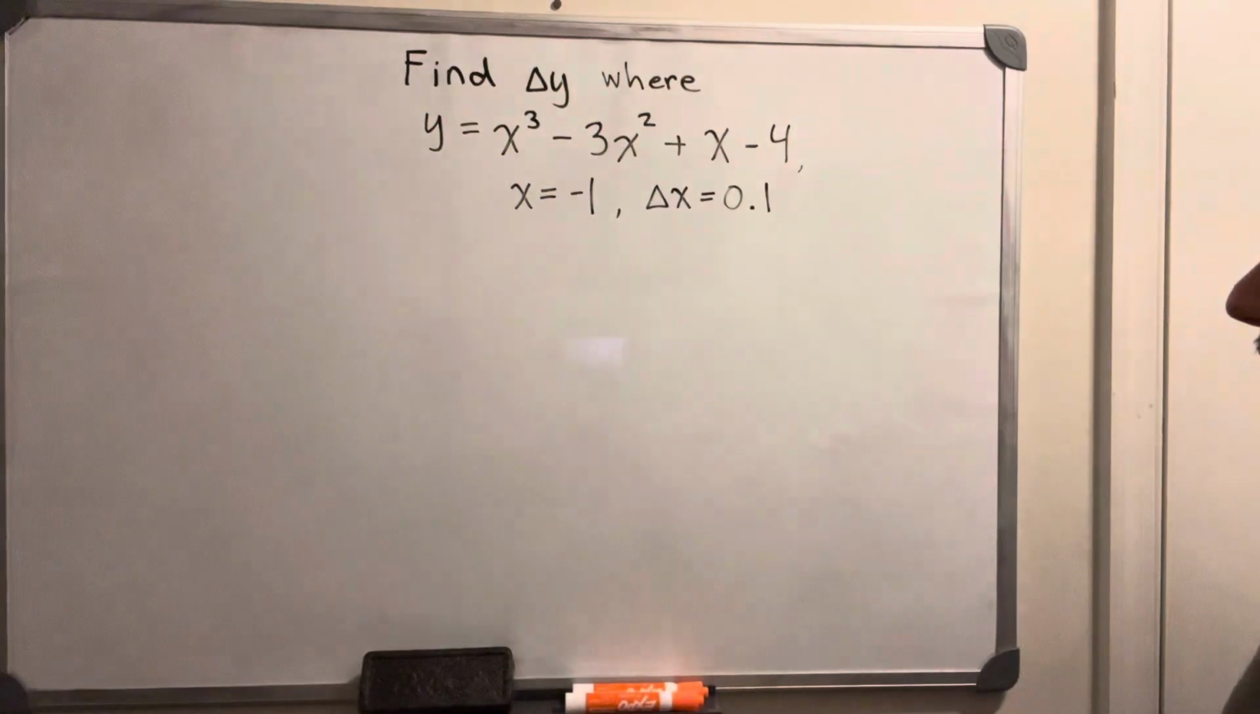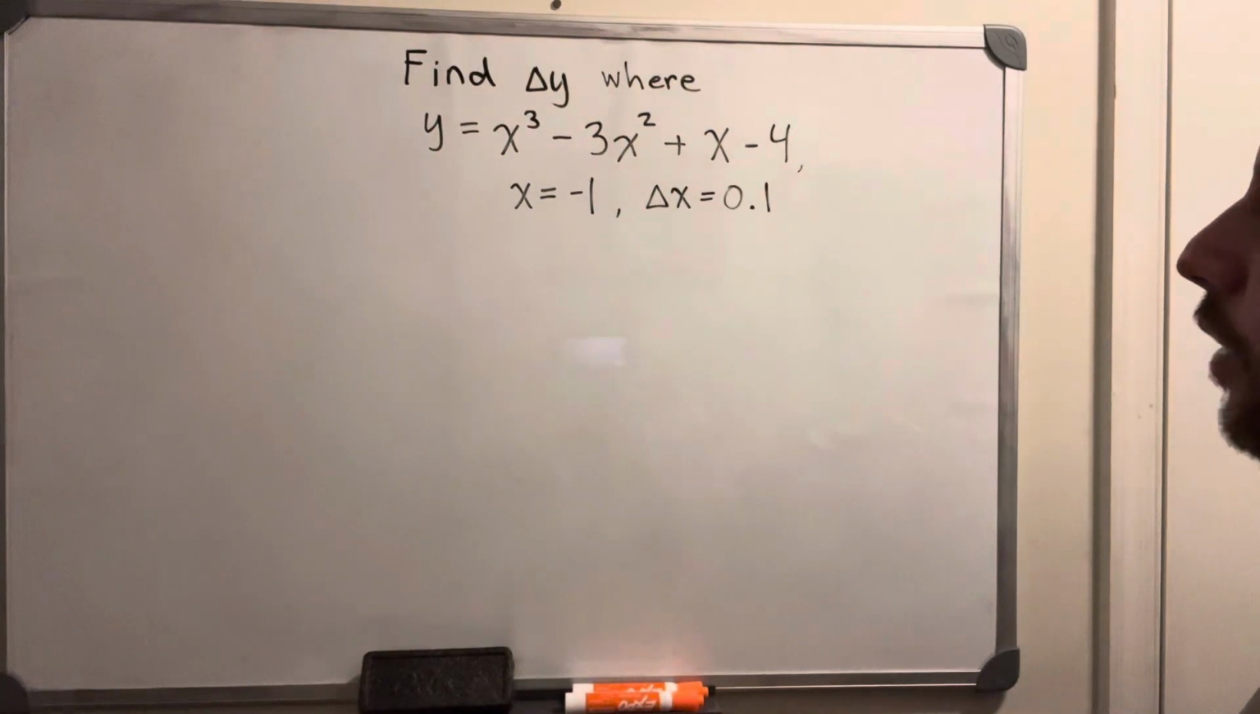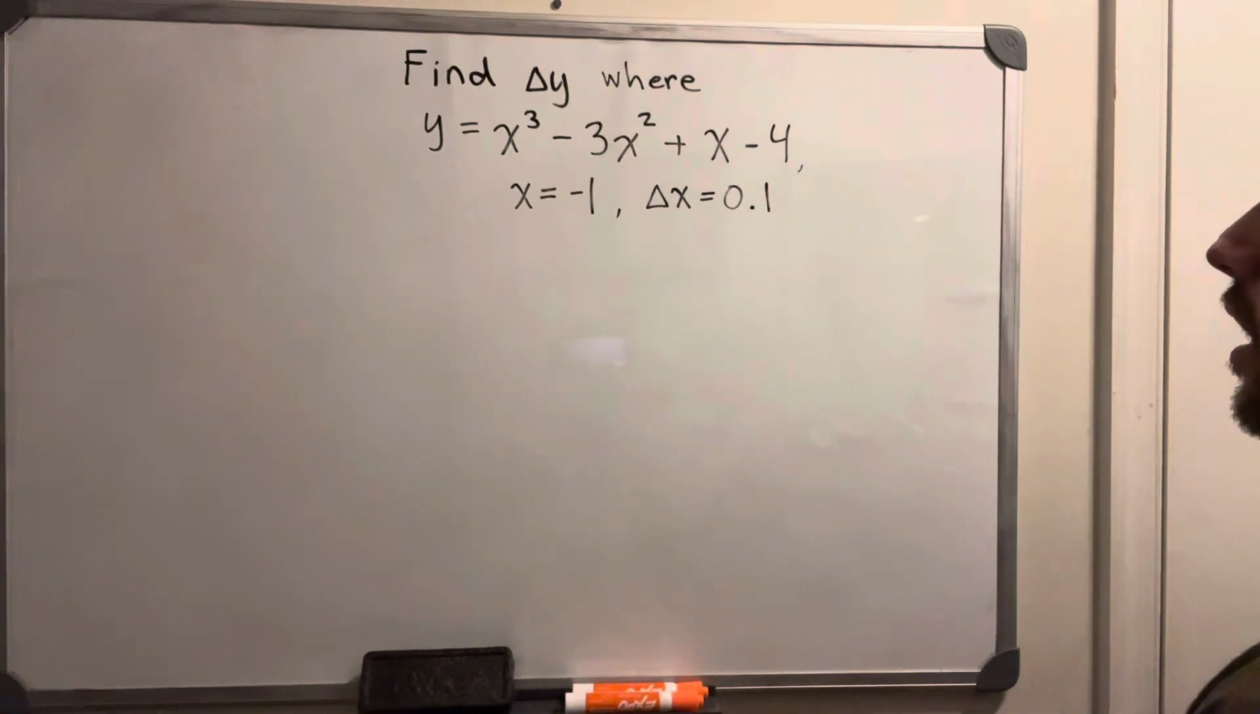This problem says find delta y, where y is x cubed minus 3x squared plus x minus 4. So it's a cubic function. And the x value that we care about is -1. And the delta x value is positive 0.1.